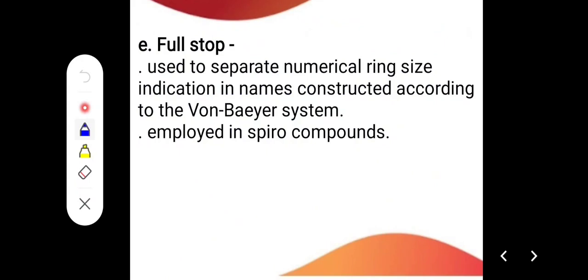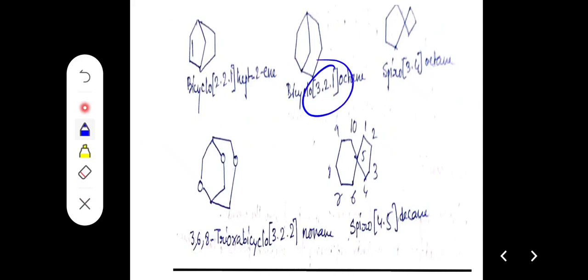Full stop is used to separate numerical ring size. The indication is constructed according to the von Baeyer system, which should be employed in spiro as well as bicyclo compounds in brackets. Full stops are given within the third bracket.